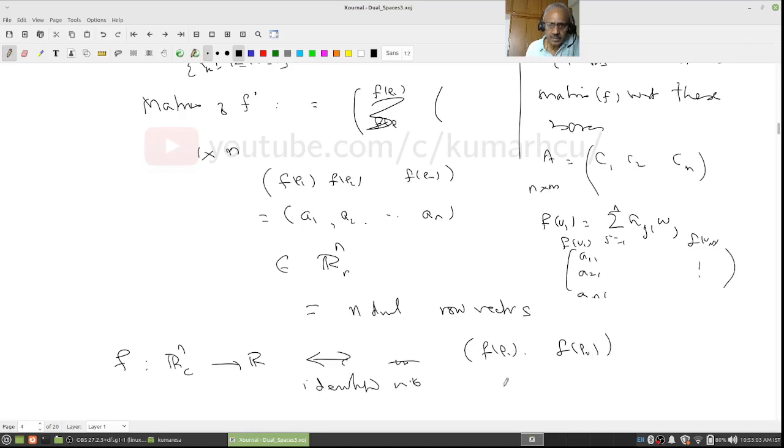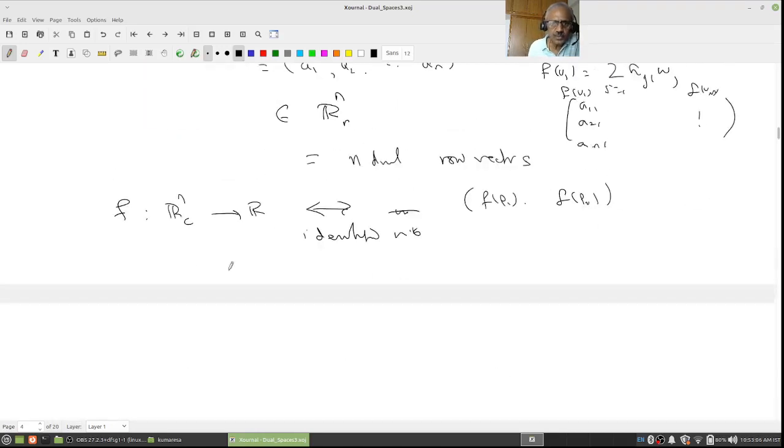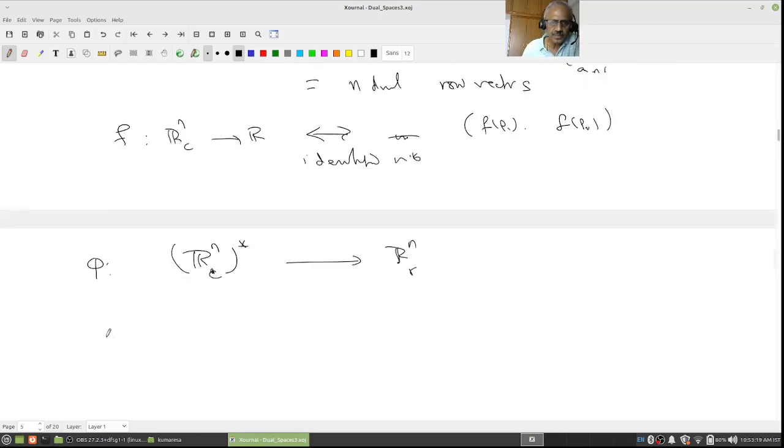That is right. Therefore, I have a map from the dual of Rn column to Rn row. This is a set of row vectors. Let us consider the map phi that takes f to the row vector f of e1, ..., f of en. Now, what do I know is this linear map is a linear isomorphism. This map phi is a linear isomorphism.